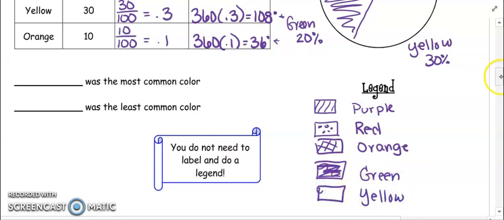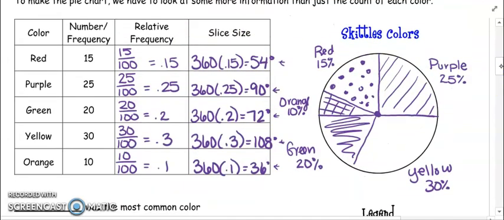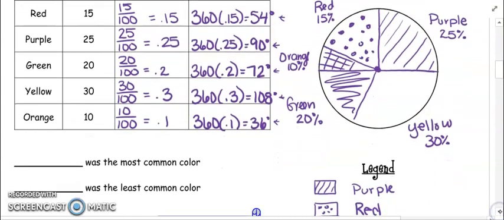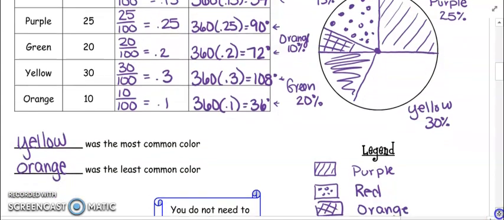All right, so we can either look at our pie chart, or we can look at our numbers, or we can look at our frequency. We can answer some questions on that. The most popular color we see was our yellow one. That was the biggest slice. And then our least common color, well, that one was our orange one. That was our smallest slice. All right, and that is our pie chart.